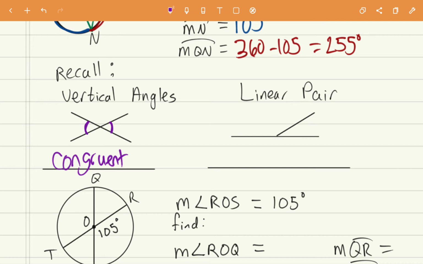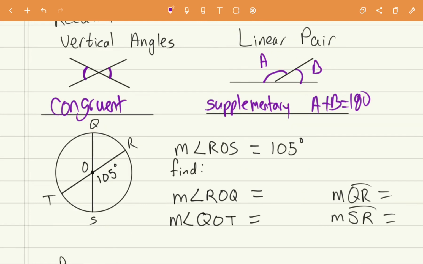We also have linear pairs, which are any two angles that can lay side by side and form a straight line. These are supplementary, which means that they add up to 180. So let's just look at a couple more examples of that.